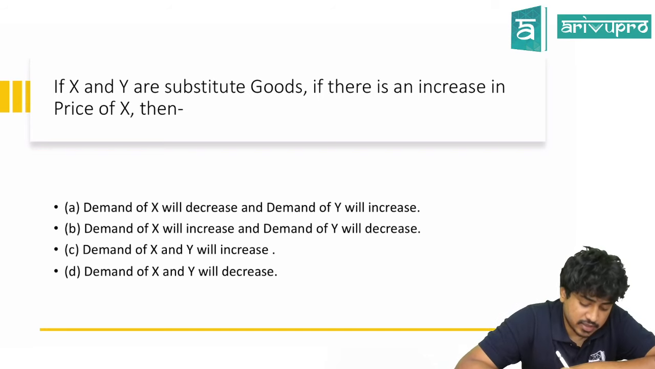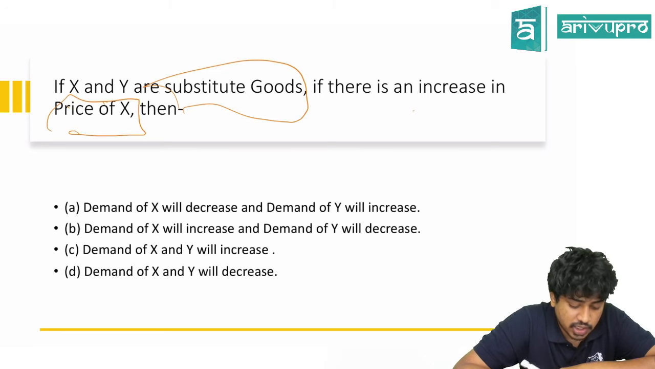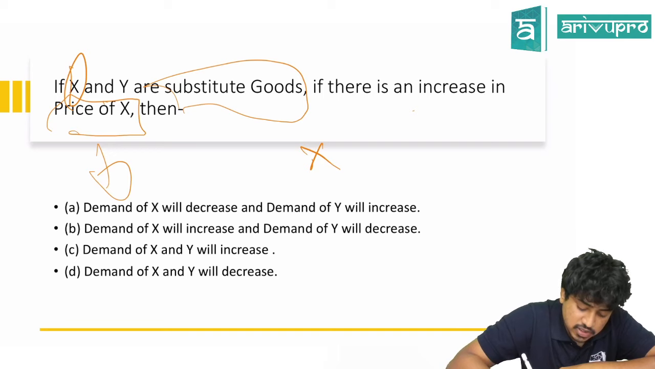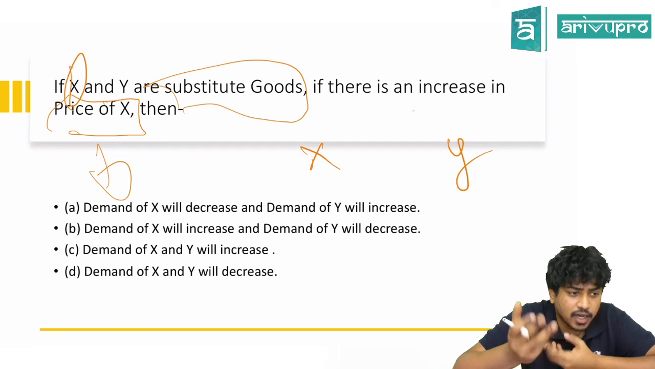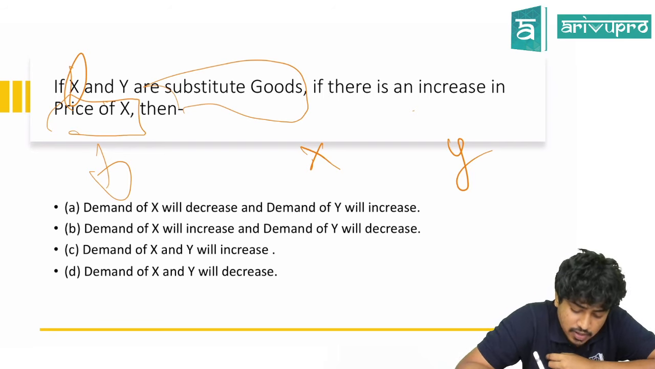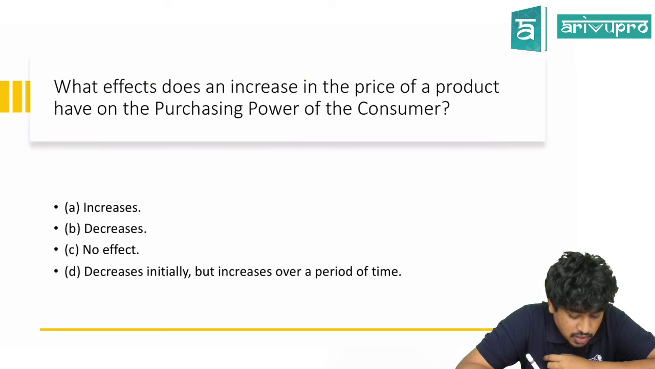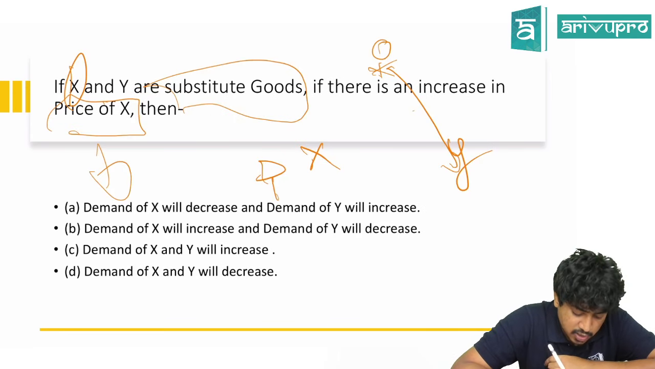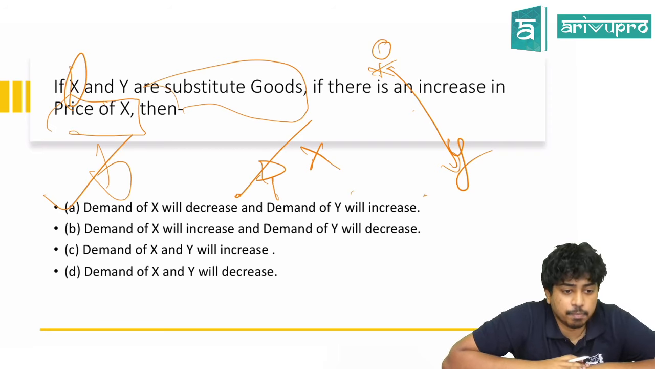See, understand here, X, Y are substitute goods. If there is increase in price of Y, what will happen to X demand? First of all, it will fall. What will happen to Y demand? Please write X, Y here. I don't know why you are not doing that. Then draw your stick figure. Then say, if there is increase in price of X, where will you run? Y. So you will not run here. What they are saying here, demand of X will decrease? Yes. Demand of Y will increase? Answer is A. That's the answer. Right?